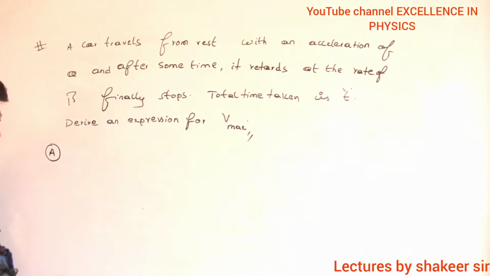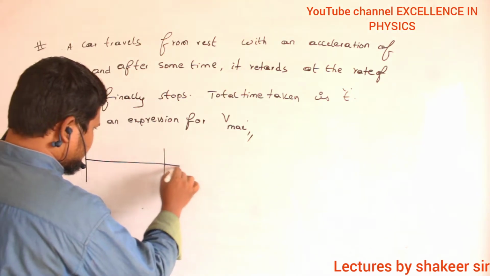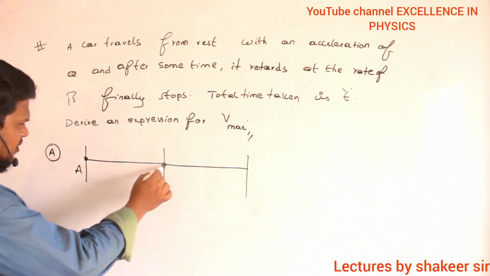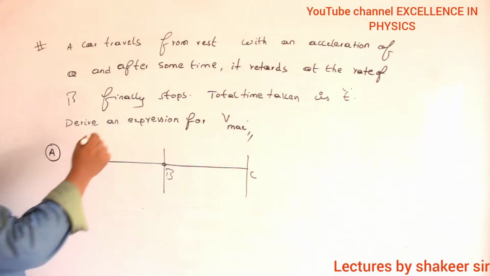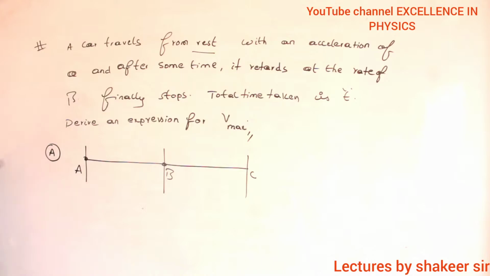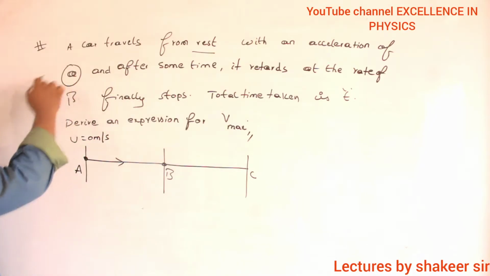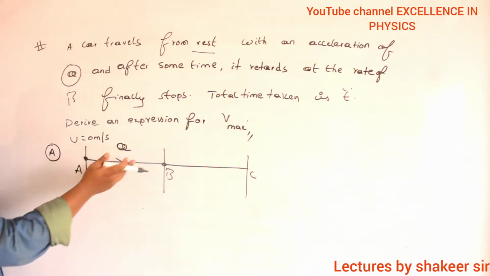Let us try to understand this by drawing a line diagram. So this is how I can draw a line diagram. This is point A, let this point be point B, and let this point be point C. Initially the car is starting from rest position. Rest position means initial velocity 0 meter per second. And after starting from rest, it has an acceleration of alpha. So what is the acceleration? Alpha. So acceleration means what?